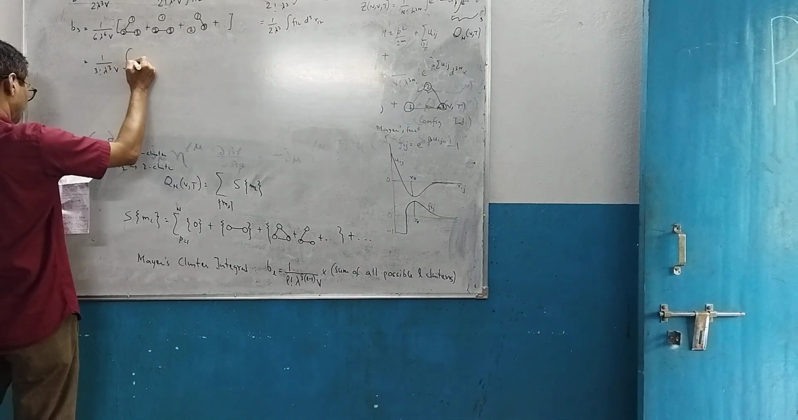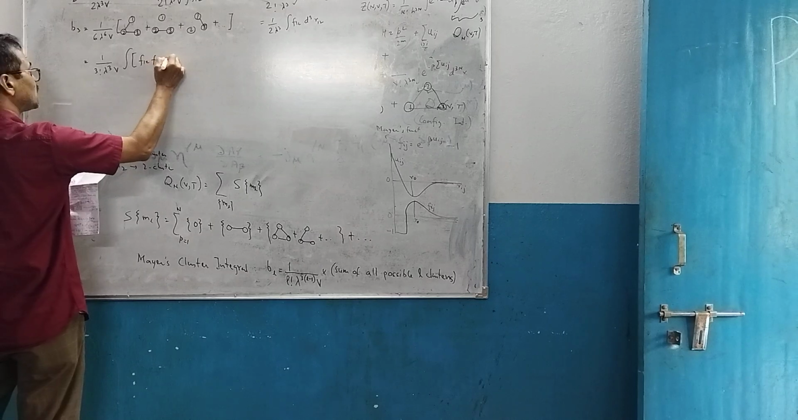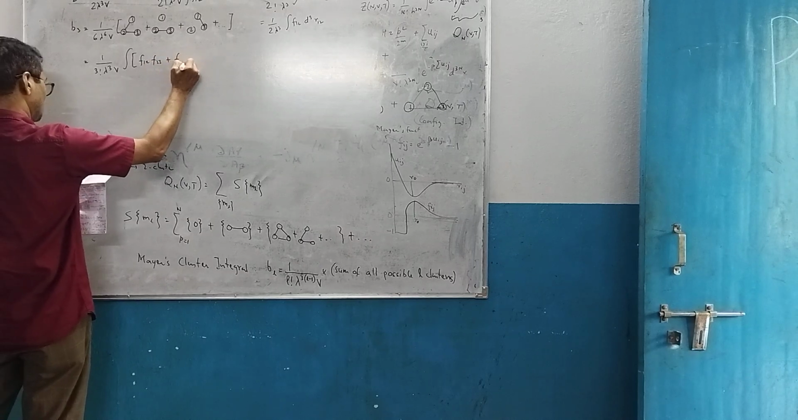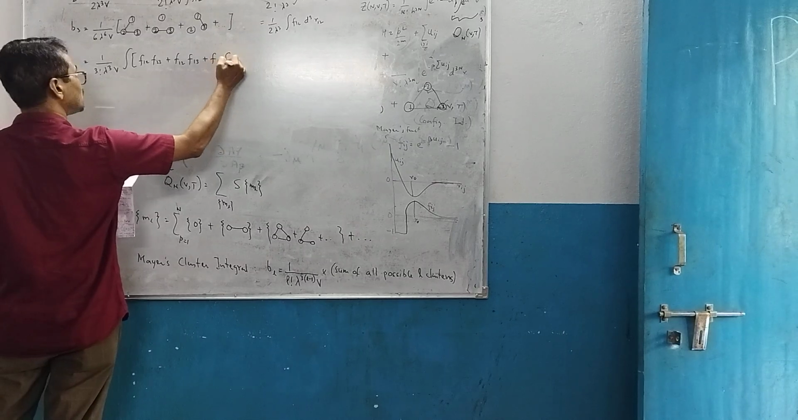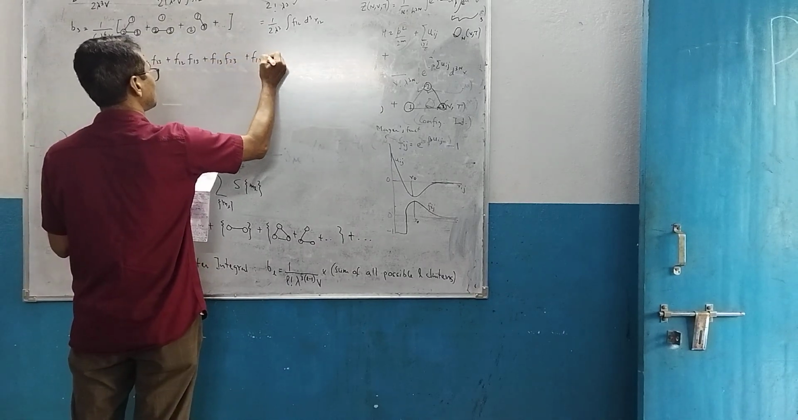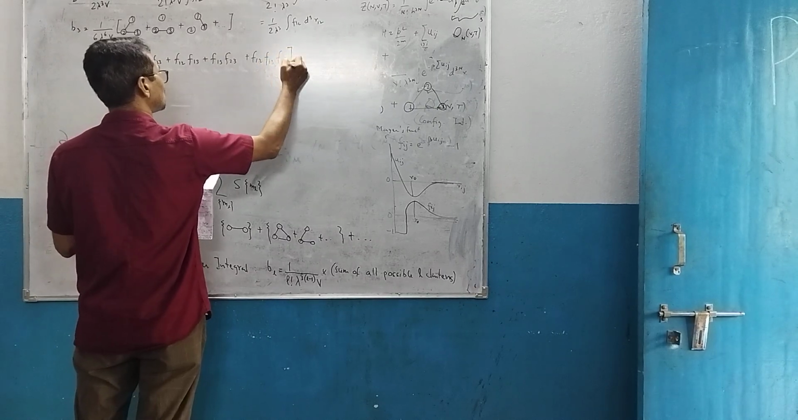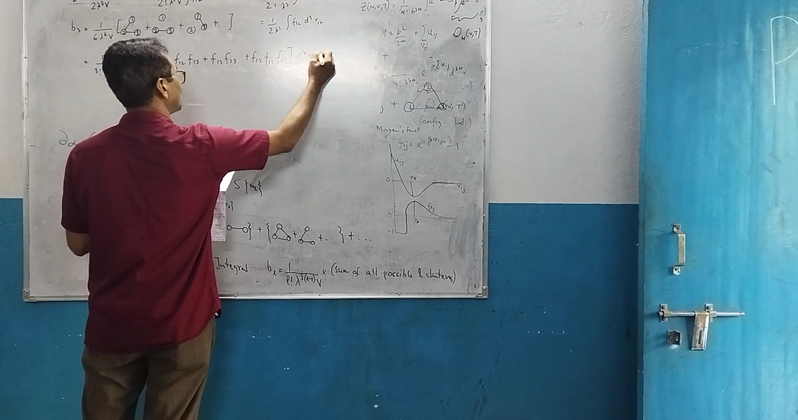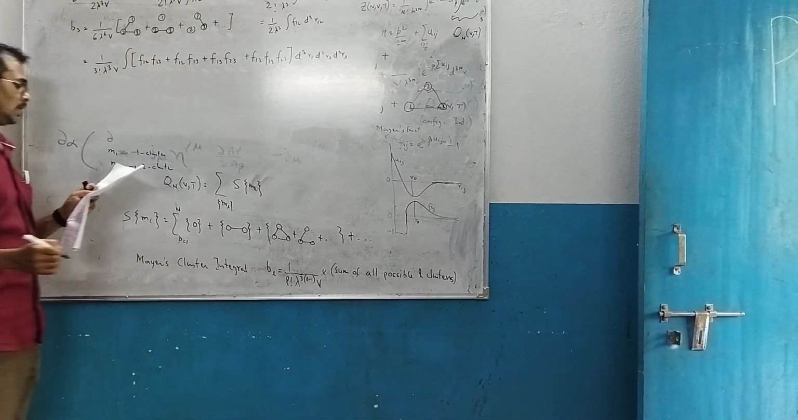and then you have F12 F23, F12 F13, F13 F23, and F12 F13 F23, and d cube R1, d cube R2, d cube R3.